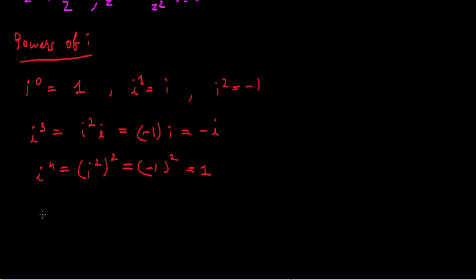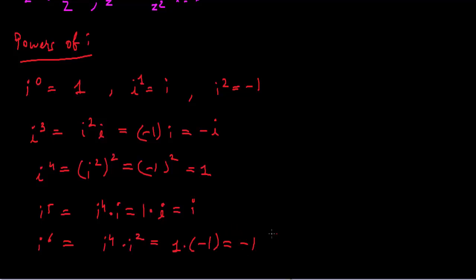Now if you keep on finding, i5 will be i4 multiplied by i, so 1 multiplied by i, which equals i. i6 will be i4 multiplied by i square, so 1 multiplied by -1, which is -1, and so on. It will keep on continuing.